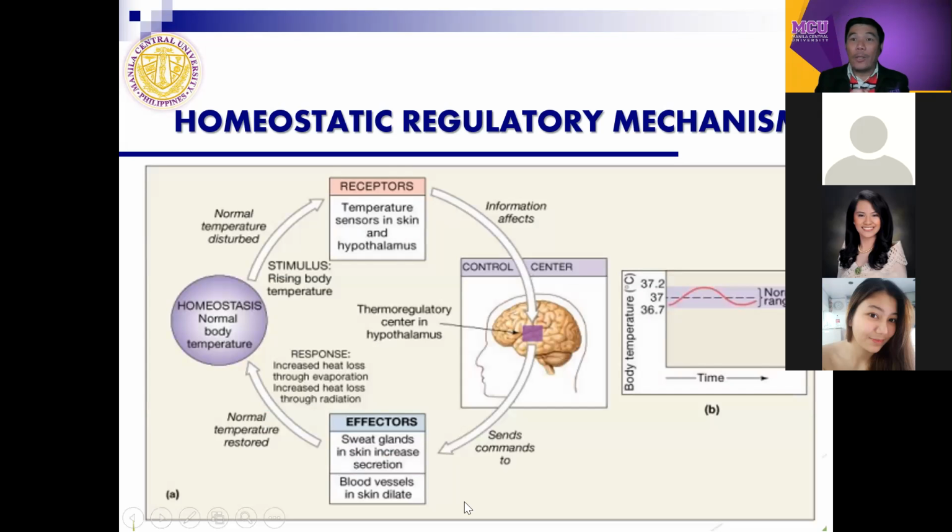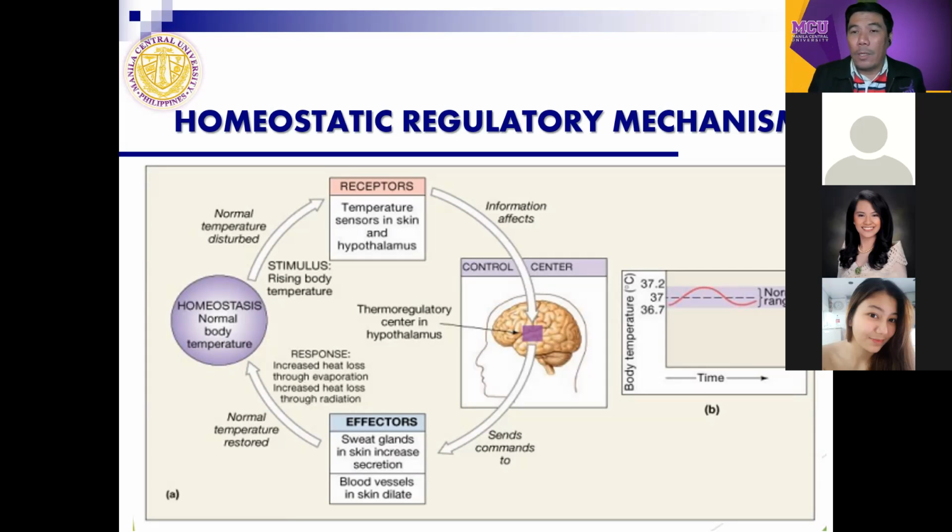Let us now associate this with the normal response of the body. For example, when a person is exposed to extreme heat, obviously the body will absorb the heat, and you can feel that whenever you're exposed to extreme heat. That heat will transfer to your body via the convection principle, environmental. So your body will feel that there's an increase in temperature.